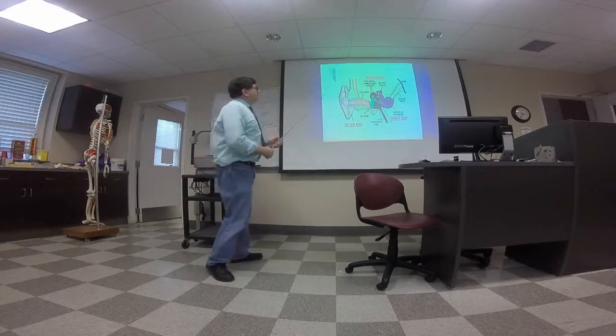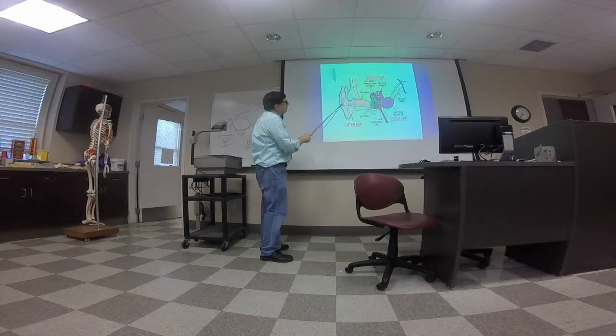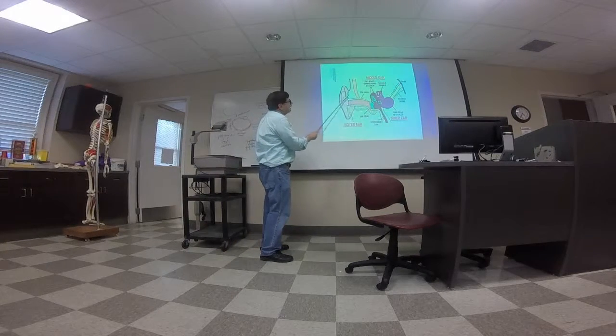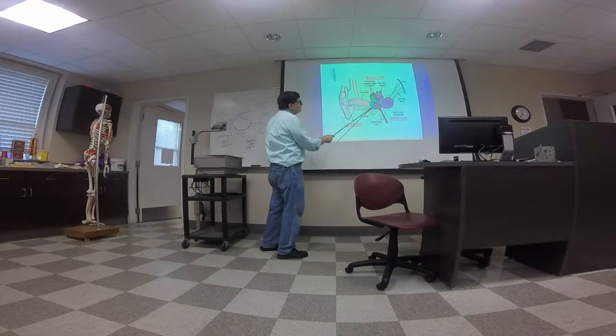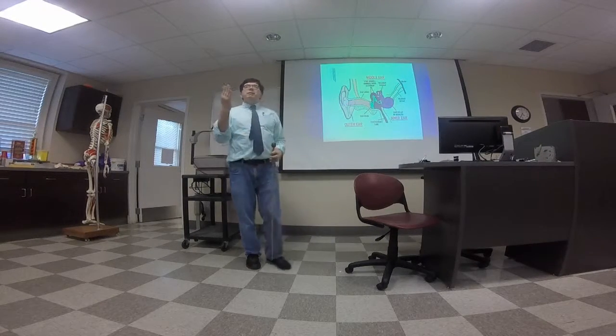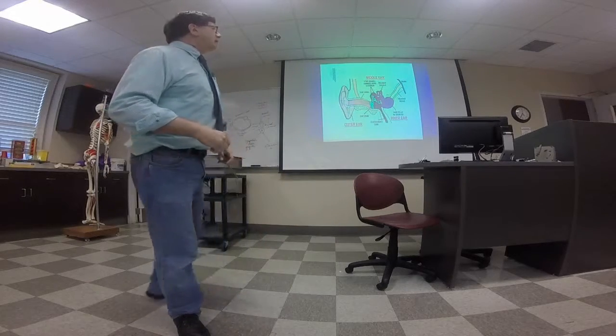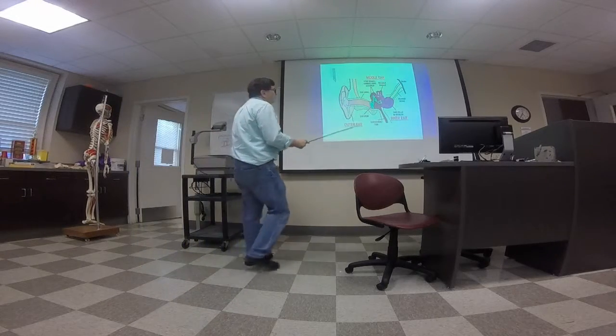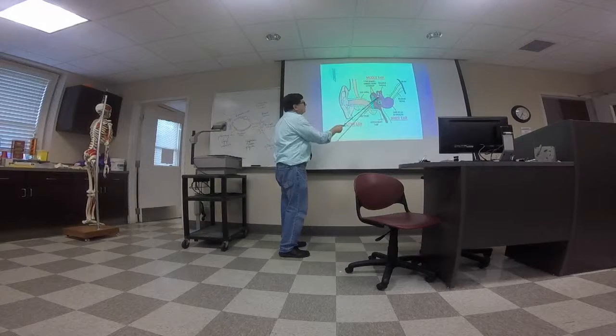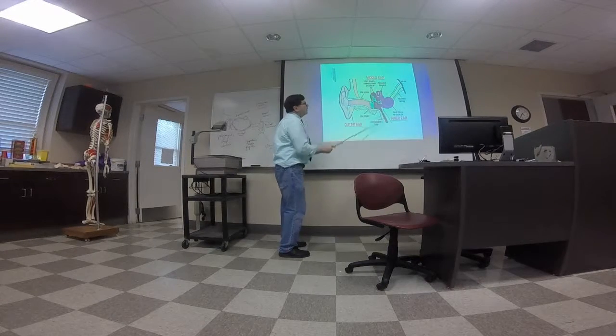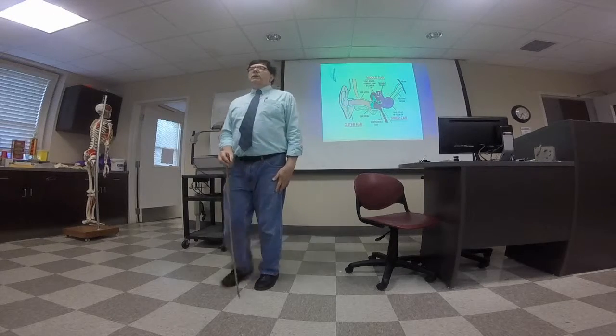So again, the external ear is the auricle and external auditory canal. They conduct sound waves to the tympanic membrane. The tympanic membrane vibrates in response to these sound waves. Now, this is the middle ear cavity. Notice inside the middle ear cavity are three tiny bones. These are called ossicles. Okay?